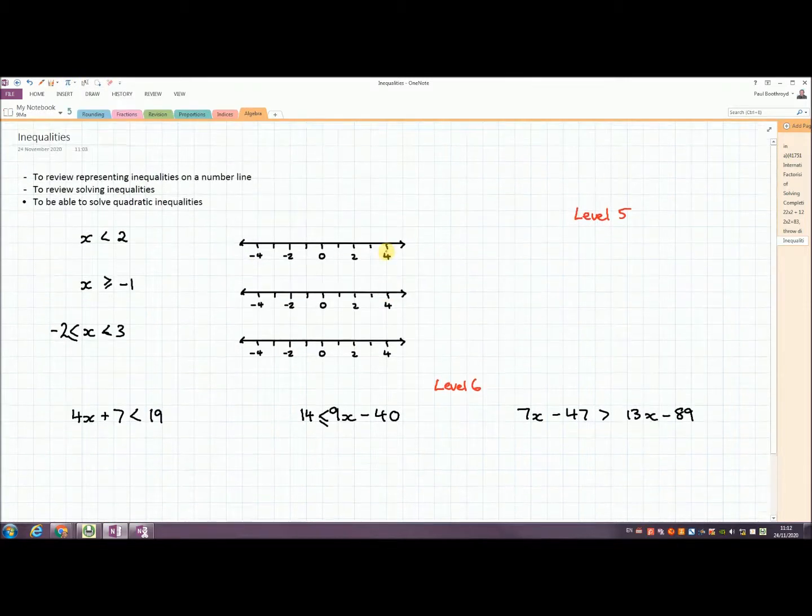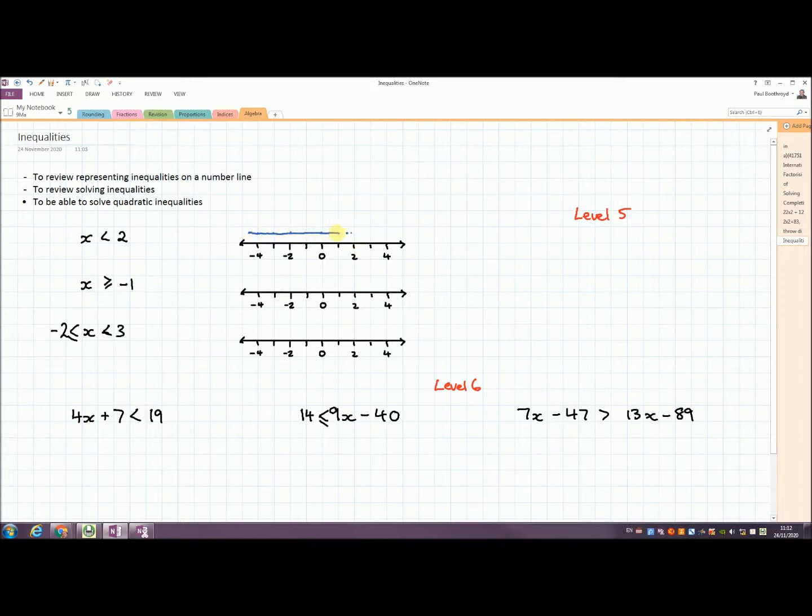Okay, so let's go back to the first one, and what we're looking for is all numbers that are less than 2. So clearly that's minus 4, minus 3, minus 2, minus 1, 0 and 1. But it doesn't say anything about these being only integers. It also could be 0.5, 0.9. It could be any number up to 1.9999999999999999999.